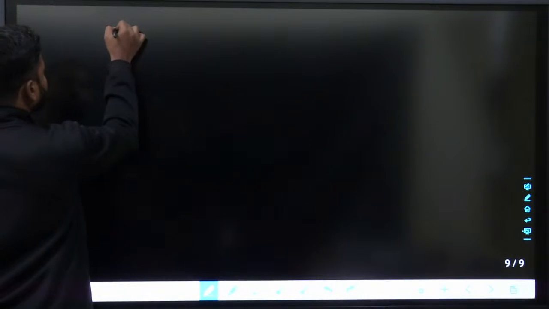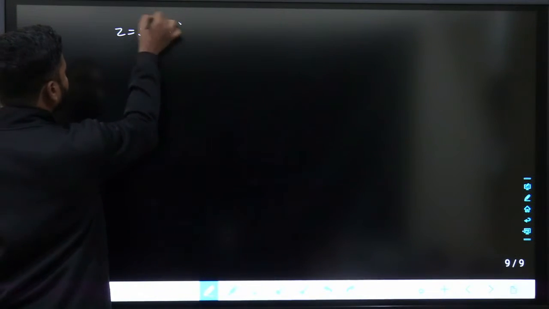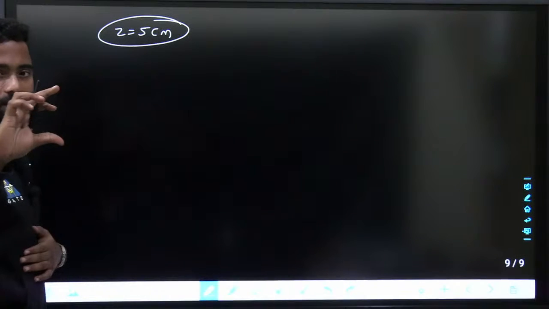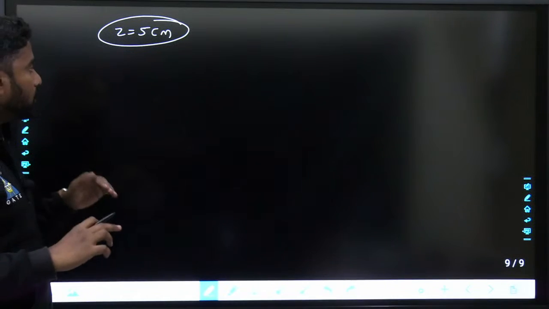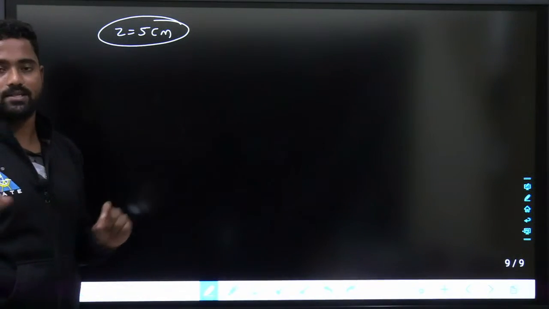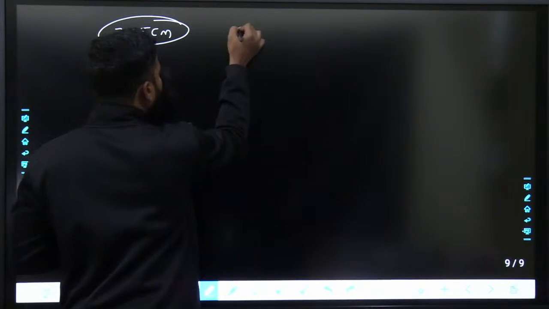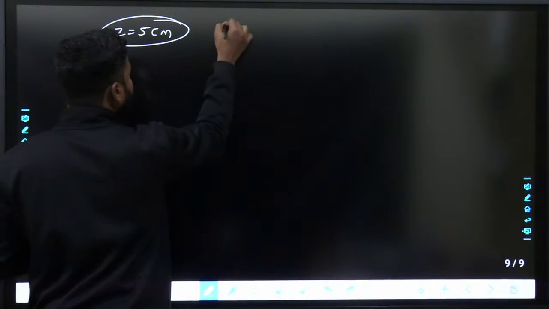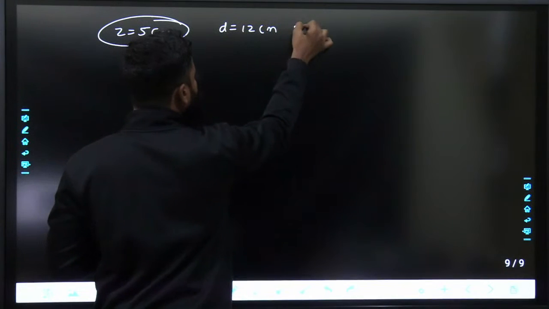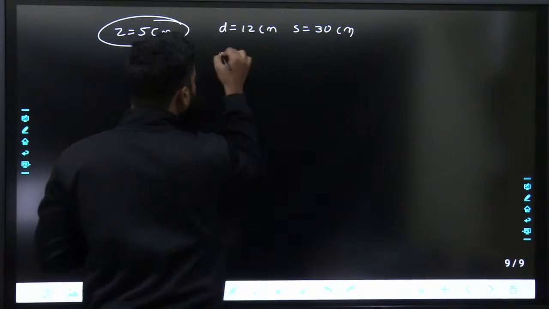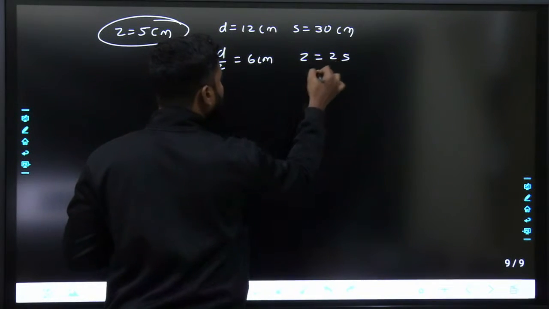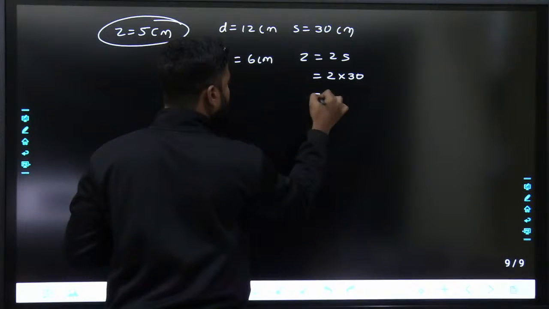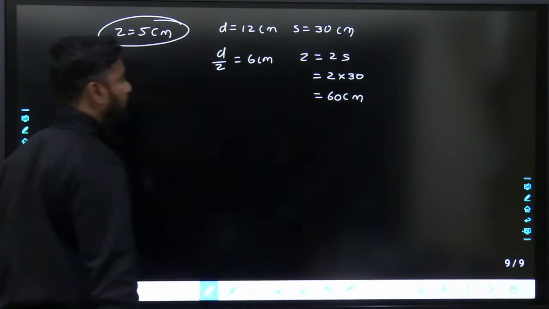If Z equals 5 centimeters, in the first case, Z depth equals 5 centimeters. You are providing only 5 centimeters thick pavement. Then what should be the ESWL? So what is D by 2 here? D is given as 12 centimeters, S is given as 30 centimeters. D by 2 is 6 centimeters, and 2S is 2 into 30, that equals 60 centimeters.